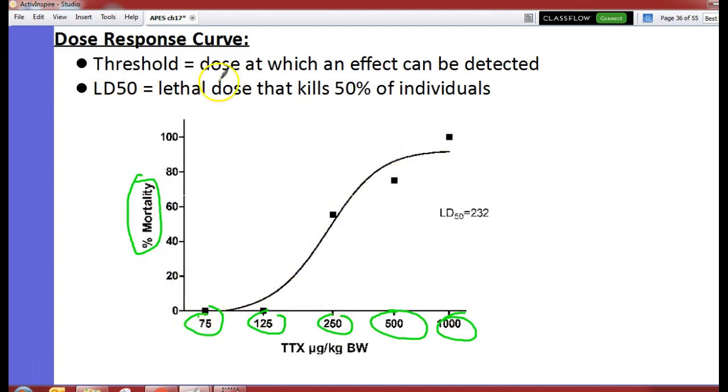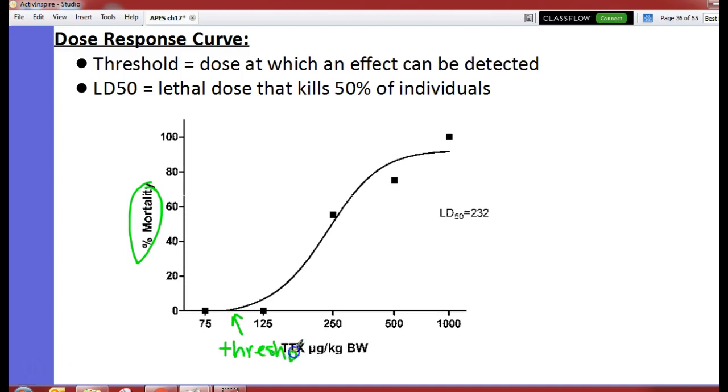So the threshold, okay, the dose at which an effect can be detected. So if we look at this graph, okay, I want you to label the threshold on here. The threshold is where we start to see a mortality increase. So where do we see that on this graph? Right here. So I want you on that graph, on the next page, write down, this is the threshold. It's where we start to see an increase in mortality, meaning the body can handle this smaller amount. Once we get to this point, individuals are going to start dying, okay? So that's our threshold.